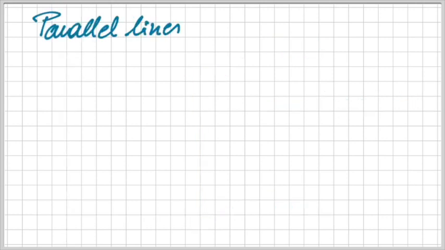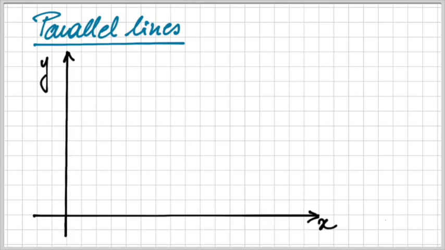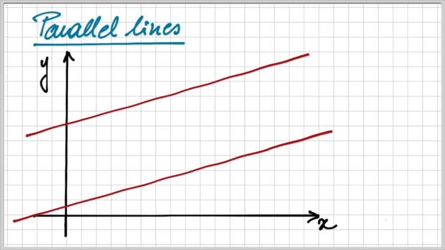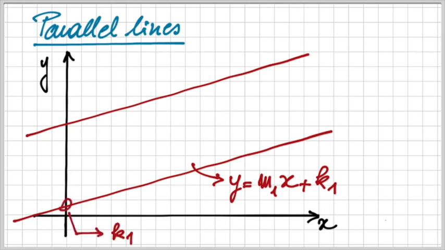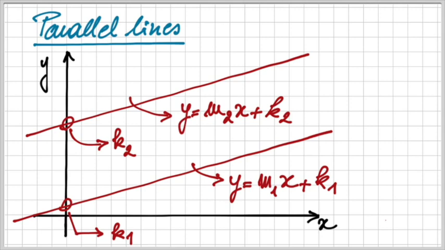The next element I will be looking at are what we call the parallel lines. Parallel lines are in fact lines in the same x and y graph, which are parallel. They basically have the equation y is m1x plus k1 with the y-intercept k1, and the second line has the equation y is m2x plus k2 with the y-intercept k2.